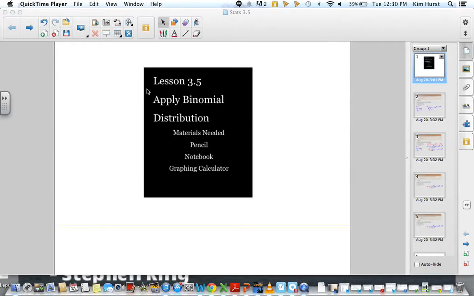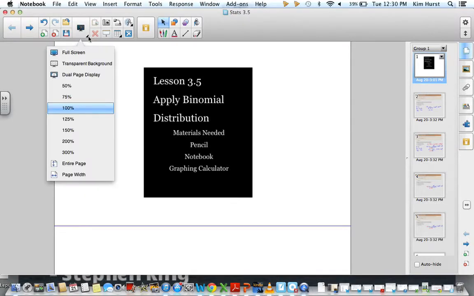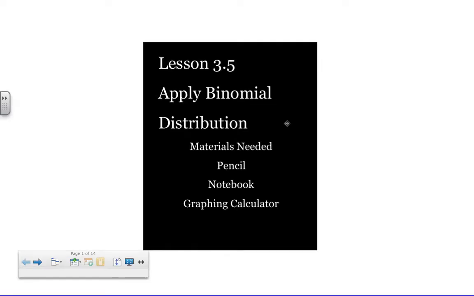Today we're going to apply it to word problems. Ironically, there's only one example, but we'll go through it. It has 3 parts in this lesson. So, applying the binomial distribution. Nothing is new today.